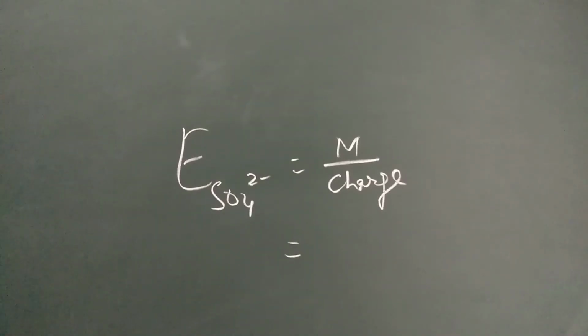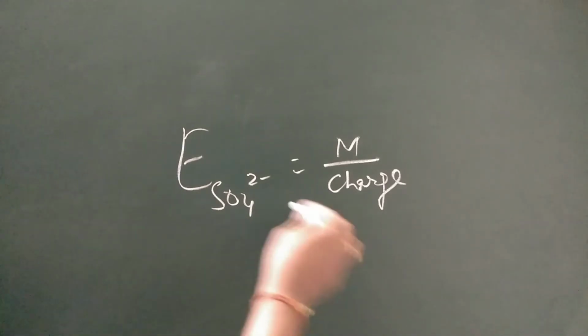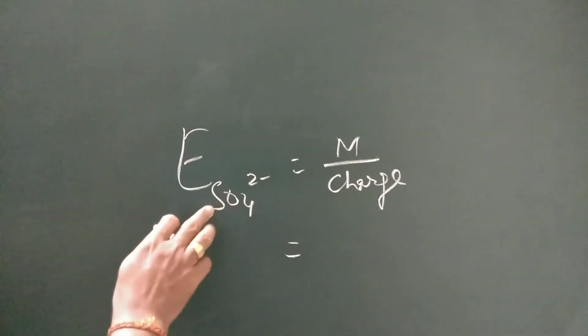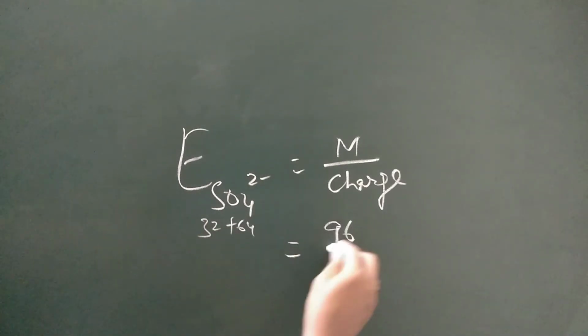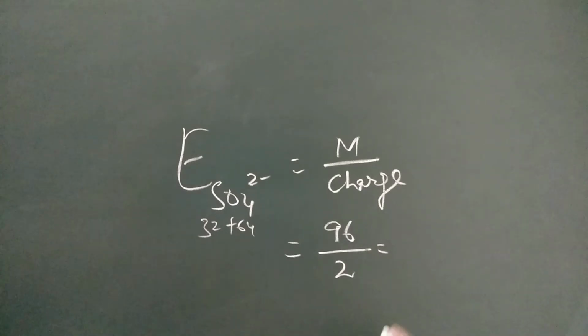Now let's see the equivalent weight of the sulfate ion. For any ion, you have to write the molecular mass or the ionic mass by the total charge, only the magnitude. Its mass is 32 plus 16 times 4, which is 64, so it is 96 by 2, that is 48. So the equivalent weight of the sulfate ion is 48.